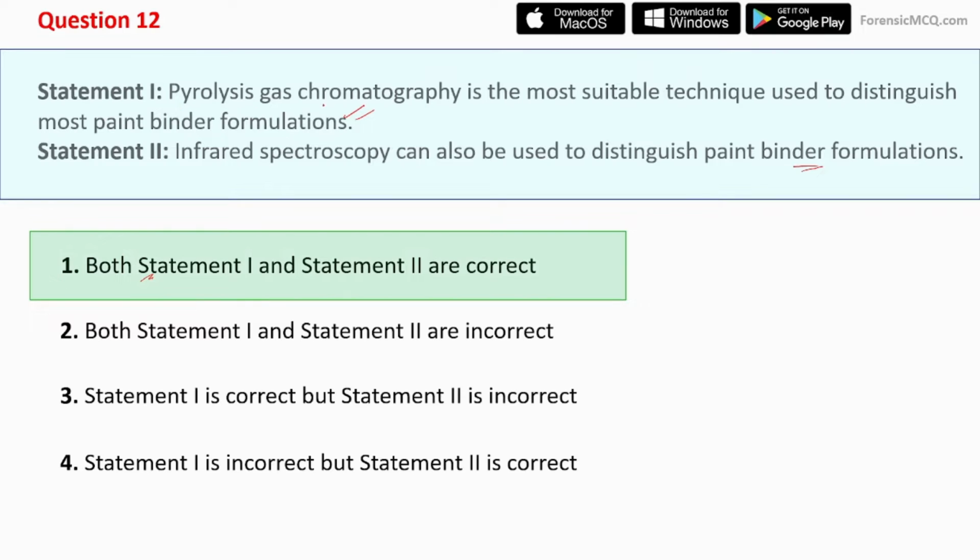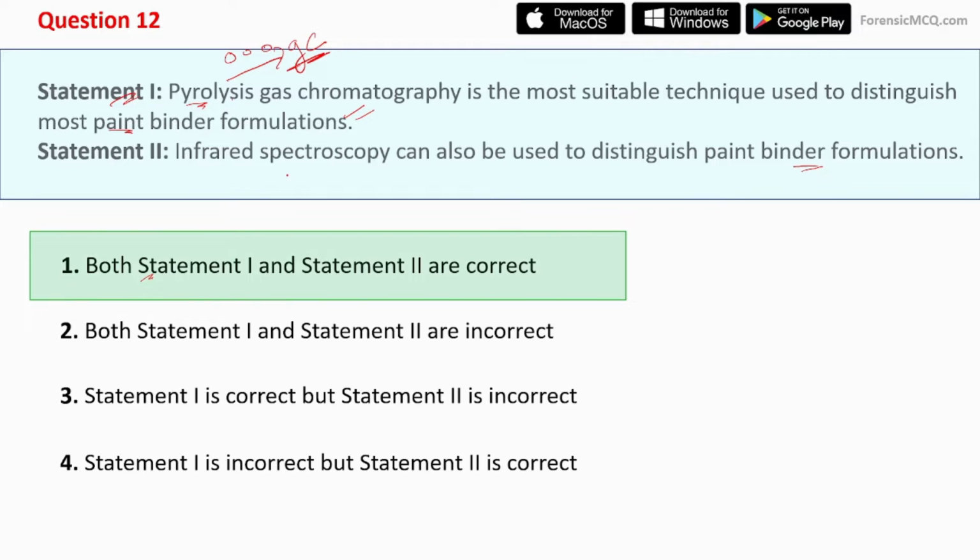First of all, pyrolysis gas chromatography. When the paint sample is subjected to pyrolysis, it gets thermally decomposed into small volatile compounds, which are then separated using chromatography. It is one of the preferred methods for most paint binders, and that's why statement one is correct. Second statement, infrared spectroscopy can be used to distinguish paint binder formulations.